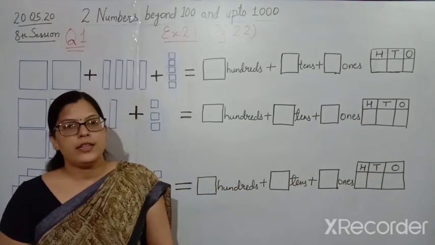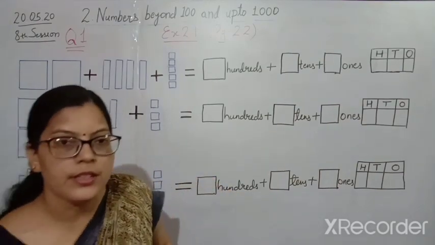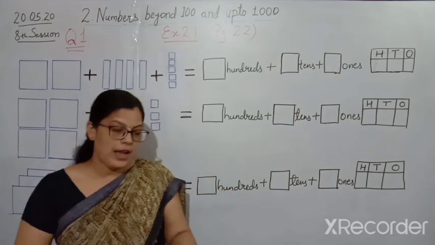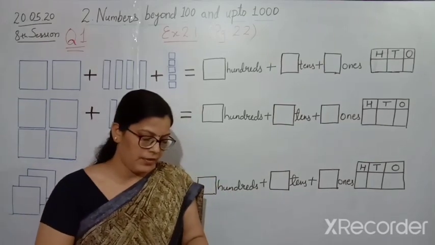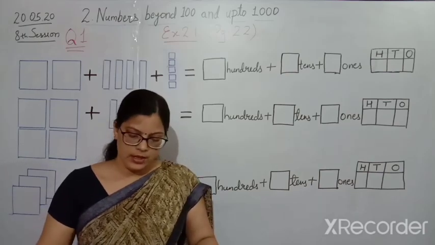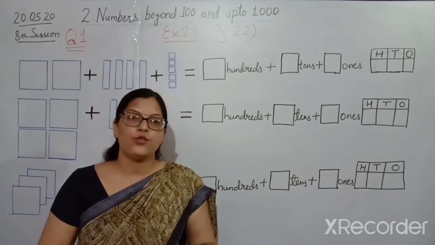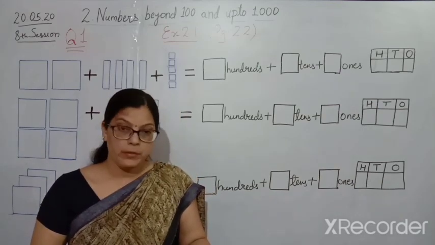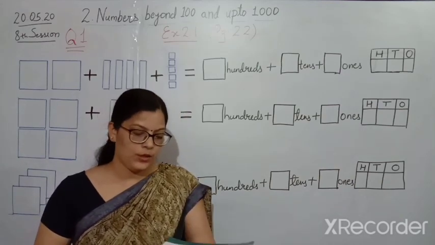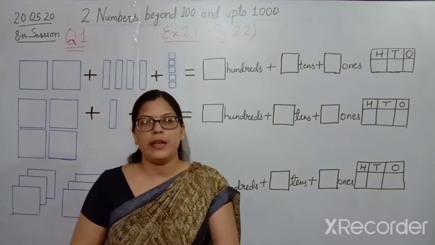Yesterday I had given some homework on how to form 3-digit numbers. Some I had explained, and 4 questions I had given in your homework. I hope you have all done it. Now today we'll be doing exercise 2.1, which is given on page number 22. Please open your book to page number 22, and get ready with your pencil and eraser.